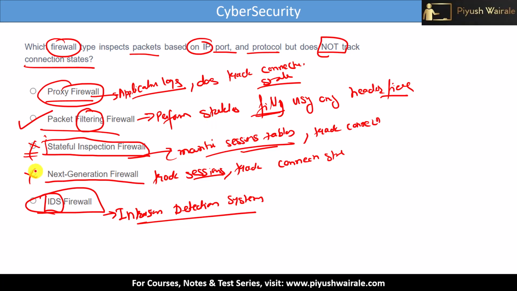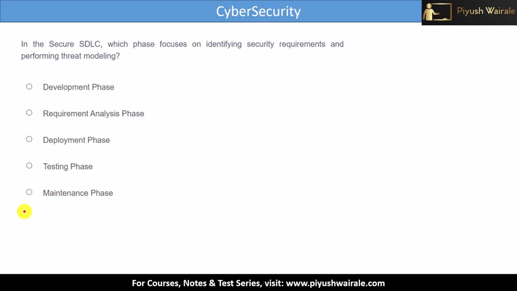So option E is also not correct here, right? Only option D is correct here. That is packet filtering firewall. Okay. I hope you understand this particular question. What about the next question?